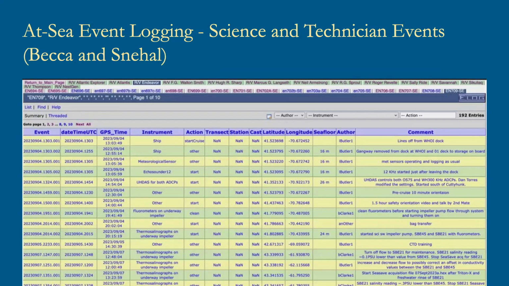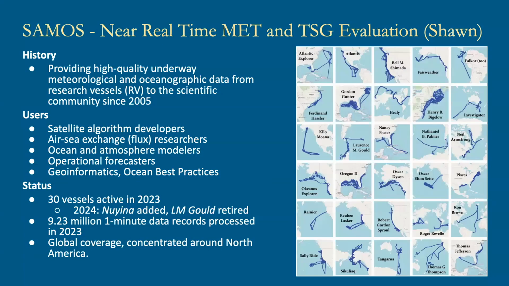So everything I've talked about so far is post-cruise data distribution. We have two pieces of work that get closer to being on the vessel with you guys. The first is the at-sea event logger. This is used to create structured, searchable records of what happened on the ship, both for science party use and technician events. Becca and Snehal are here from that group, and you'll hear a little bit more from Becca in a few slides. And then there's SAMOS, which is near real-time data coming off the vessels for the Met and TSG. Sean Smith, who again will speak with you in a moment, leads that.